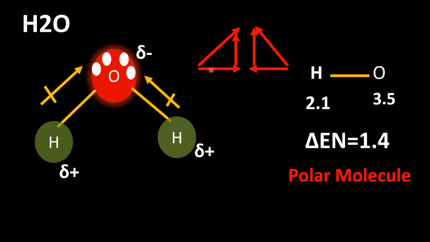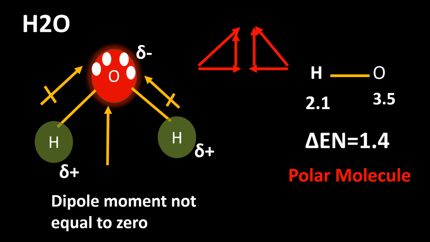If you look at the x components, as both point in opposite directions, the x components cancel each other, while the y components are going to add up. They are not going to cancel each other. So there is a net dipole moment along the y-axis. So the net dipole moment is not zero in the case of water molecules. So we say that the water molecule's net dipole moment is not equal to zero.